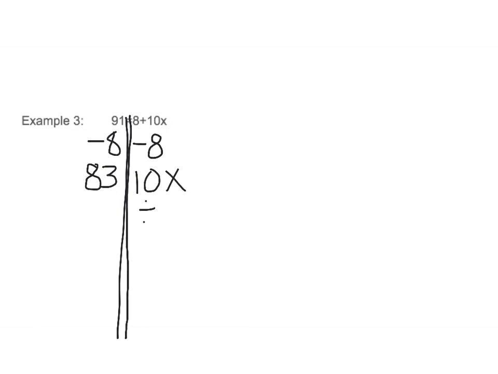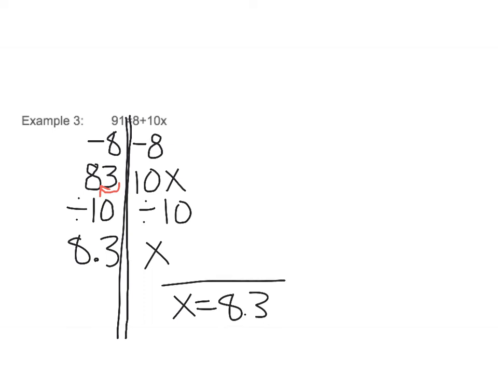And we only want 1x, so we can see what each one is worth. So we divide by 10. And we get that x equals 8.3, because when we divide by 10, we just have to move the decimal place over a spot. So our final answer is x equals 8.3. We can have decimal or fraction answers on these. That's perfectly allowed.